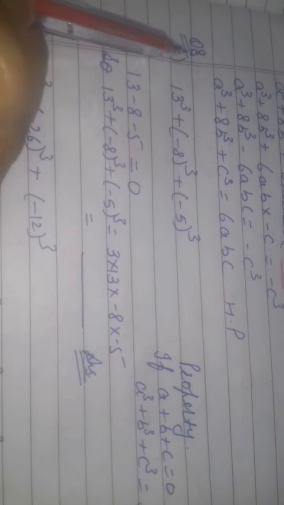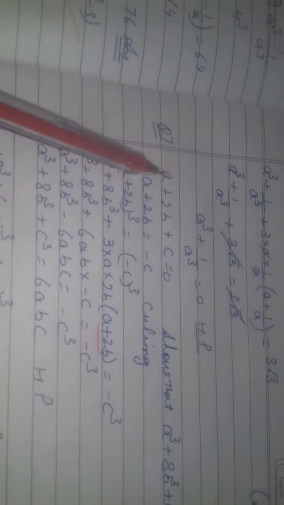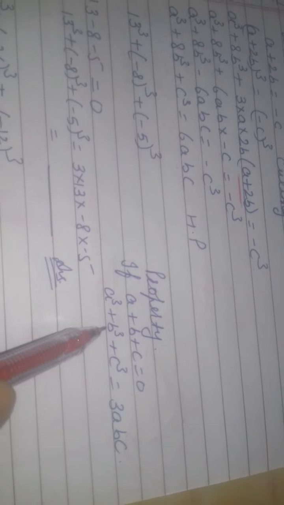8th question. Using the property, find the value of this expression. So children, what is the property? Here only we have done the property in this question. If a plus b plus c is equal to 0, then a cube plus b cube plus c cube will be equal to 3abc. This is the property. I already wrote here and we proved in 7th question. If a plus b plus c is equal to 0, then a cube plus b cube plus c cube is equal to 3abc. So why to waste time?